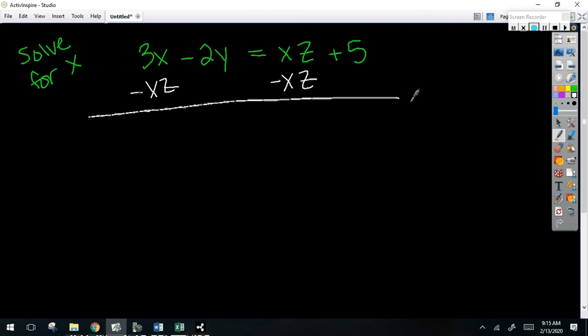Now, I want you to stop here and think for just a minute. When you combine like terms, because these are like terms, do we all agree? They have that same x variable. If I had, let's say, 2x plus 5x, tell me how you combine those.